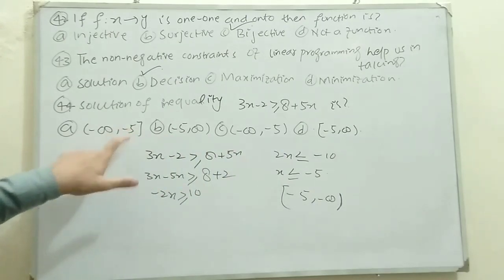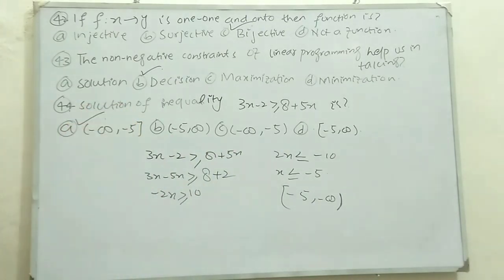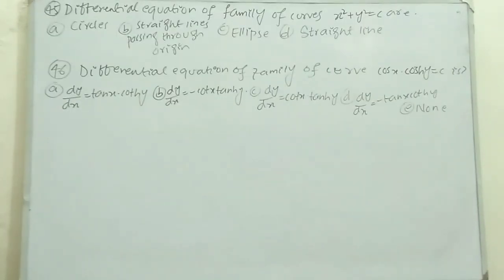So our option will be minus infinity to minus 5. This is not the correct option. Our option will be option number A. So the correct option is option A for MCQ number 44. Now move toward MCQ number 45.